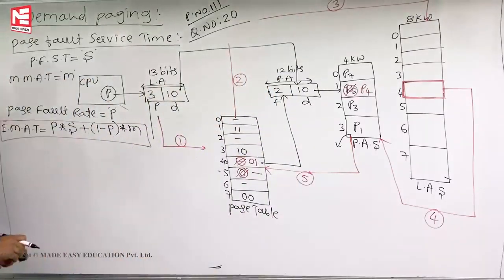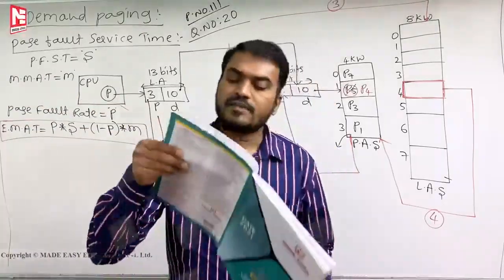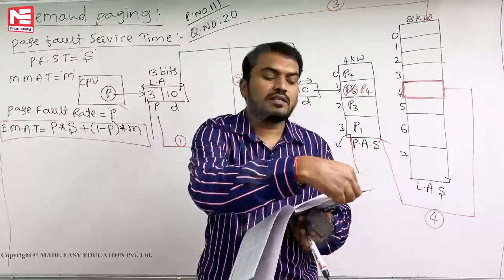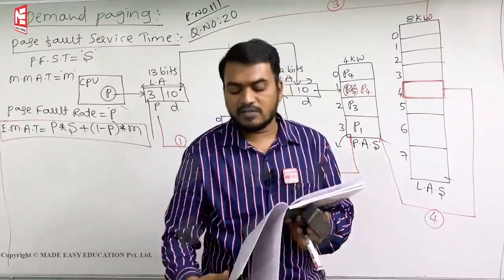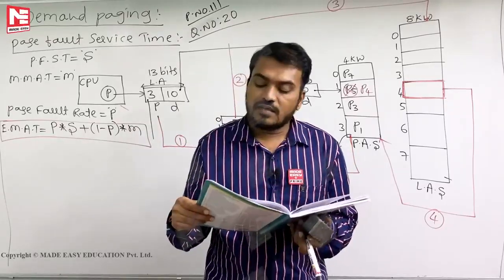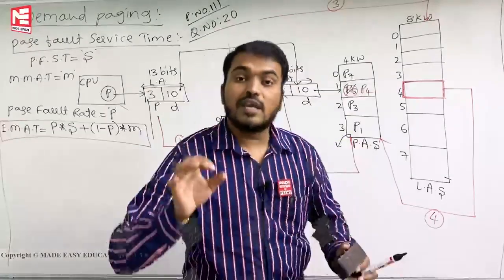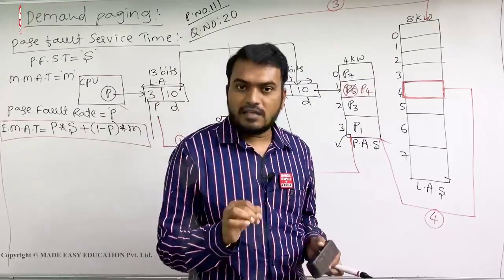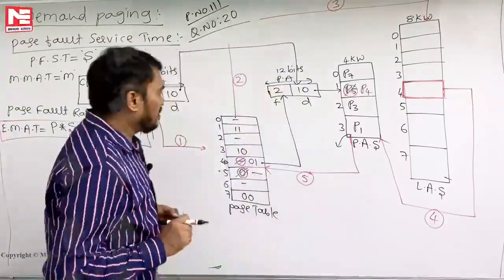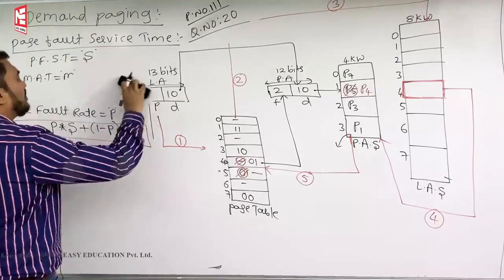Okay. So what is said in the question, understand here. I am just reading the question. An instruction takes i microseconds and an additional j microseconds if the page fault occurs. Listen carefully. An instruction takes i microseconds and an additional j microsecond if the page fault occurs.